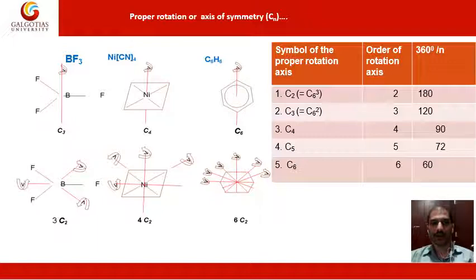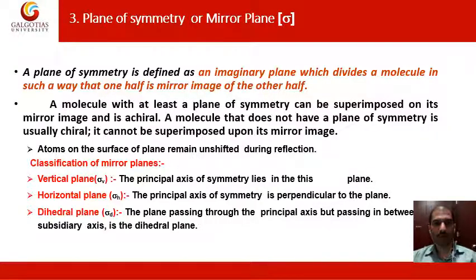And in case of nickel tetracyanide, you can say a C4 symmetry operation is there. Similarly, in case of benzene you will find a C6 symmetry operation. It means that the rotation is by a 60-degree angle from the actual position of the atoms. Now coming to another symmetry operation, which is the plane of symmetry or mirror plane.